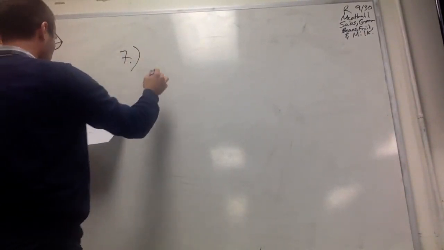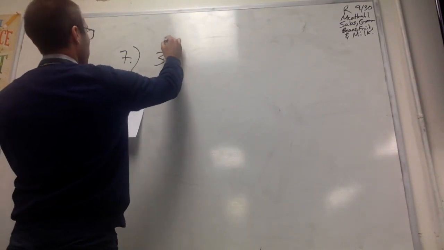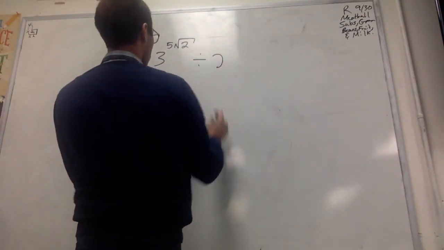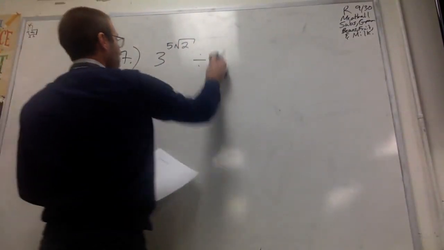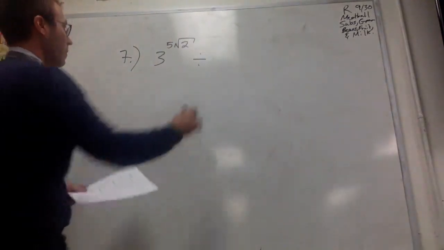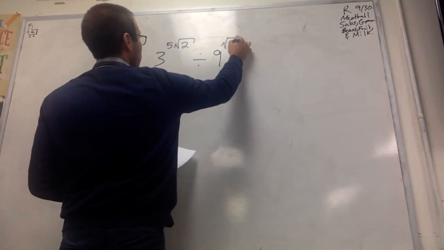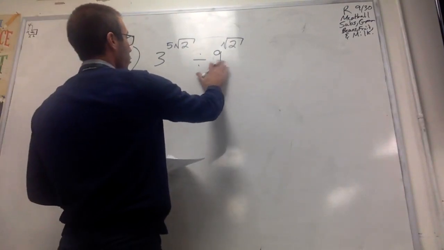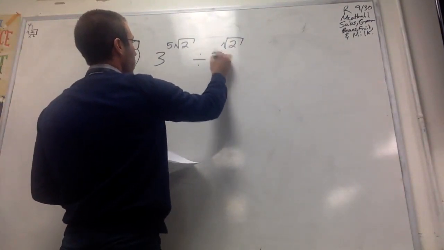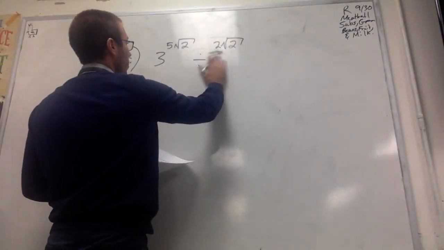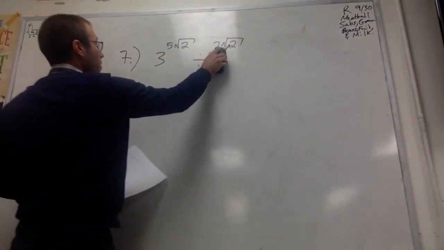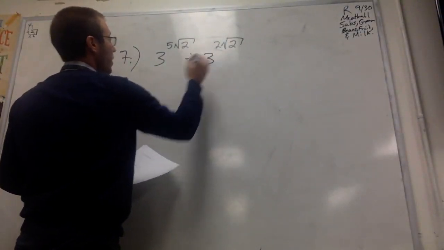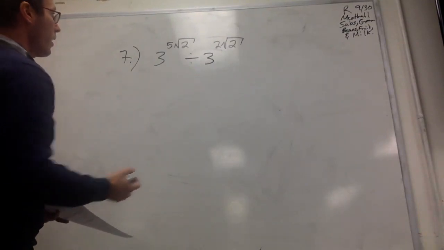Seven. We're asked to simplify 3 to the power of this thing divided by 9 to the power of square root 2. So first off, I have to find the same base. So 9 is really 3 squared. So I'm going to write 3 squared like this. This is kind of ugly looking. I hate that division symbol.